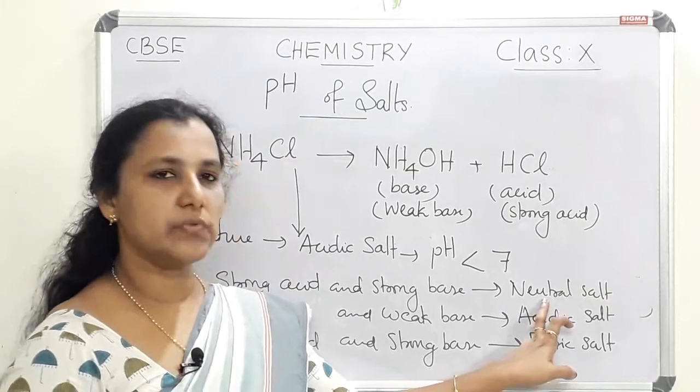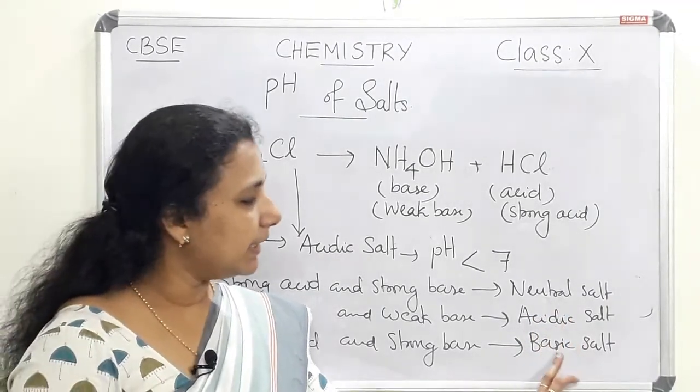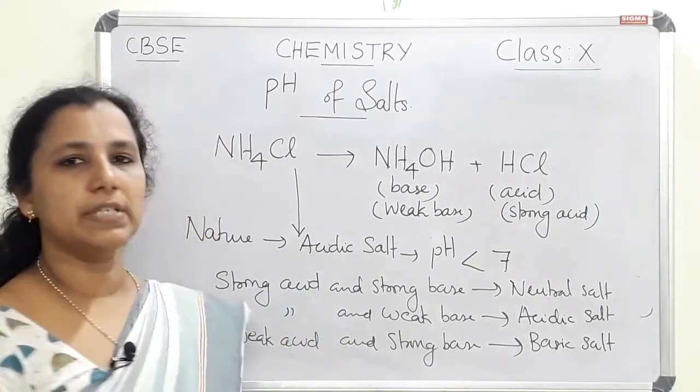For a neutral salt, the pH will be 7, for an acidic salt, the pH will be less than 7, and for a basic salt, the pH will be more than 7. So this is about the pH of salts.